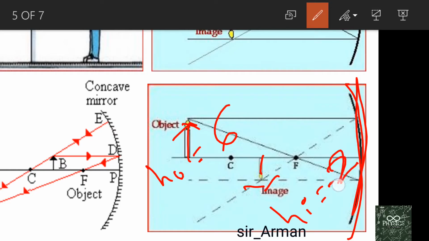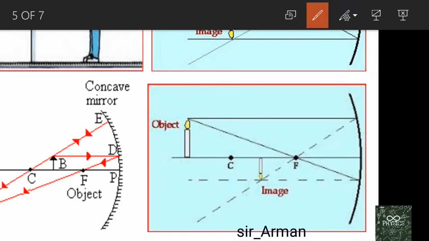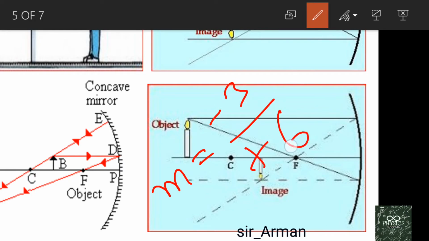Let's assume that it is 3, but minus 3. Why minus 3? Because it is lying in the negative y axis. So what is the magnification in this case? M is equal to HI by HO. HI is minus 3 and HO is plus 6.